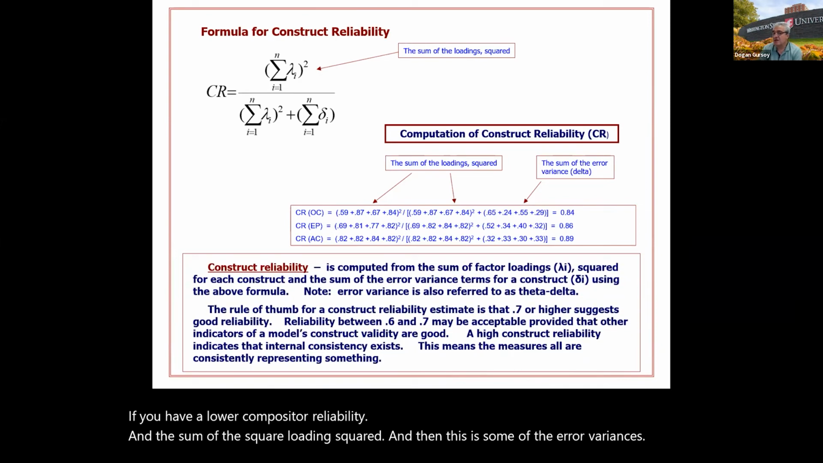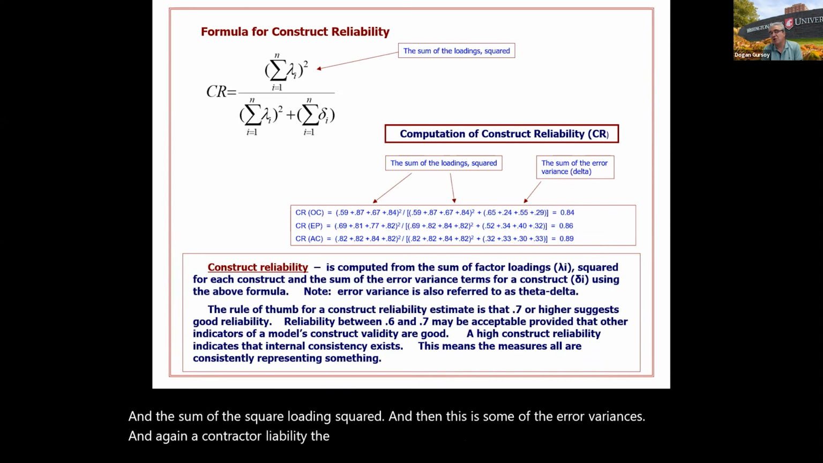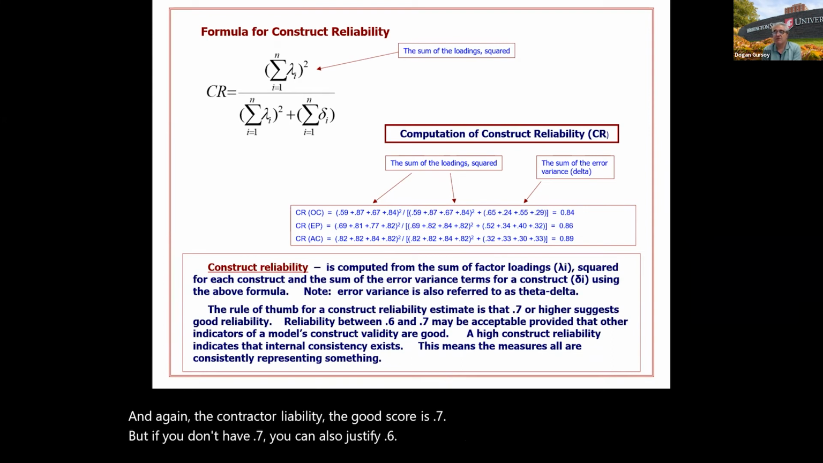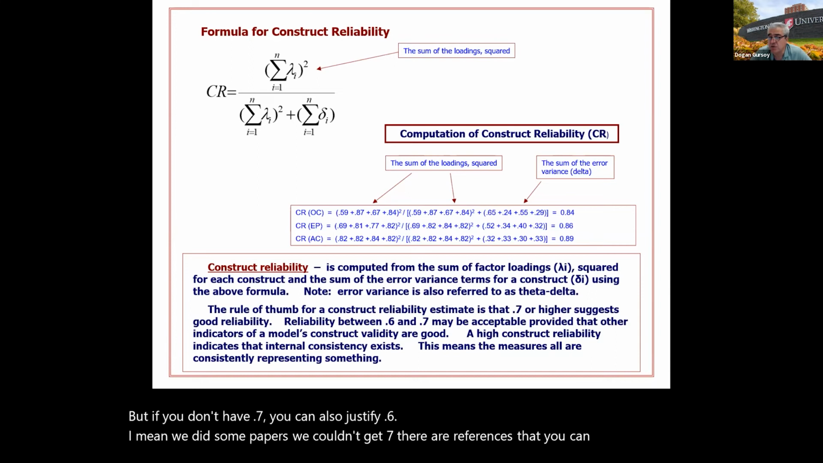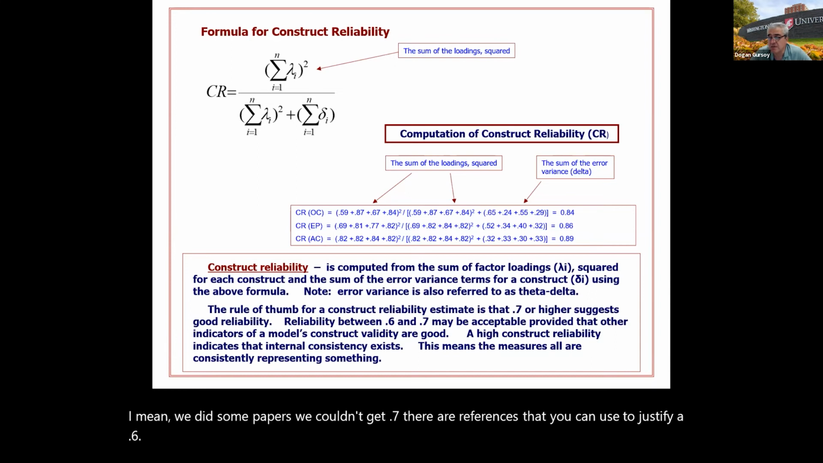And again, for construct reliability, a good score is 0.7. But if you don't have 0.7, you can also justify 0.6. We did some papers where we couldn't get 0.7. There are references that you can use to justify 0.6 or higher.